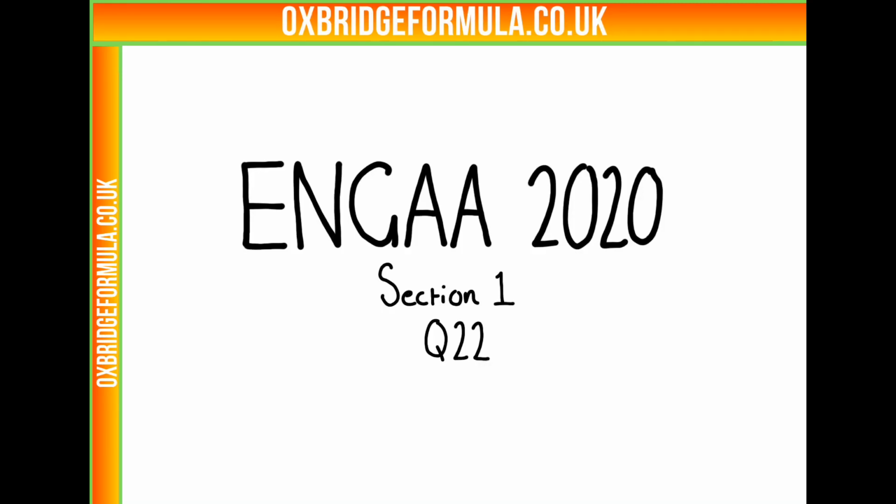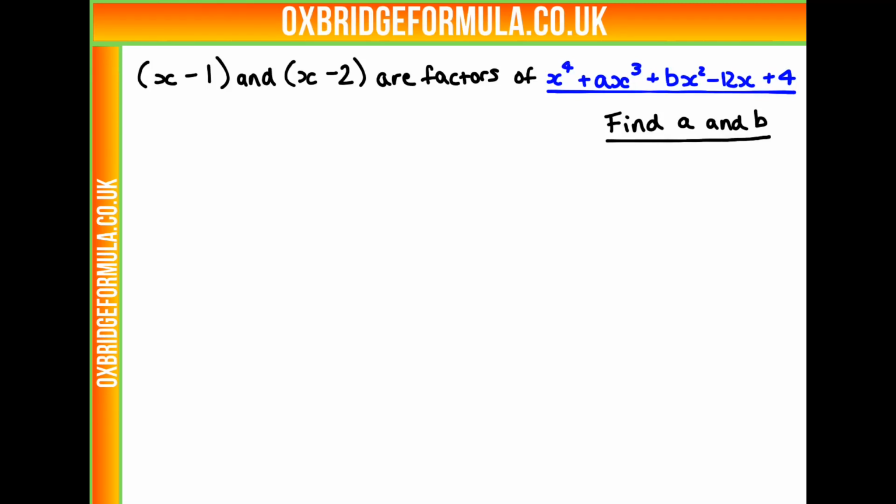In this video, we're looking at the ENGAA 2020 paper, section 1, question 22. So, we're told that x minus 1 and x minus 2 are factors of this equation here: x to the 4 plus ax cubed plus bx squared minus 12x plus 4. And we need to work out what a and b are. So, here is our equation here.